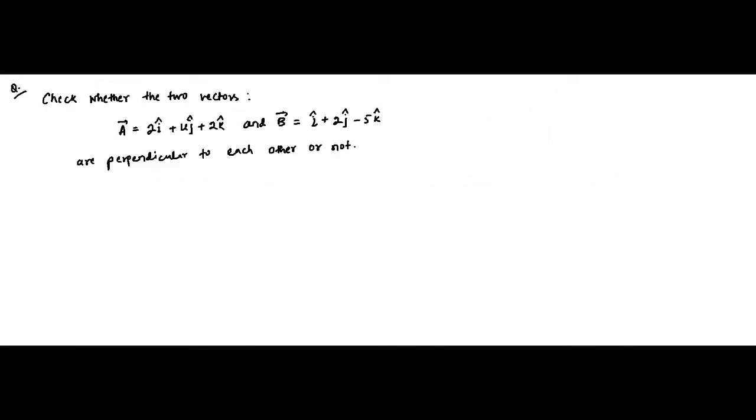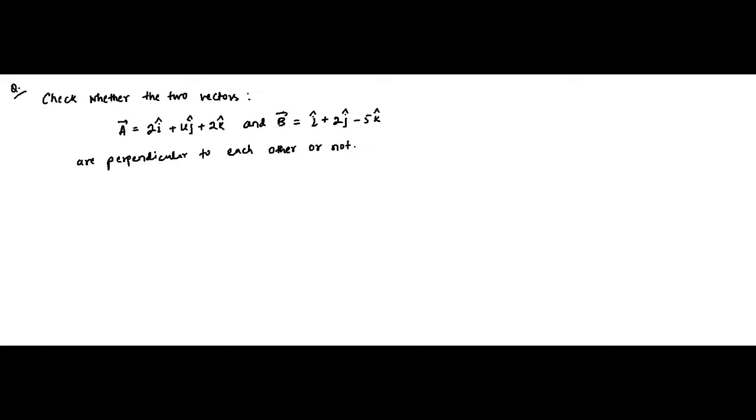So here is another question on dot product of vectors. It is not actually related to dot product, but the way in which we are going to solve it, we will be utilizing the concept of dot product. Here we are given two vectors, A vector and B vector, and we have to check whether the two vectors are perpendicular with respect to each other or not.